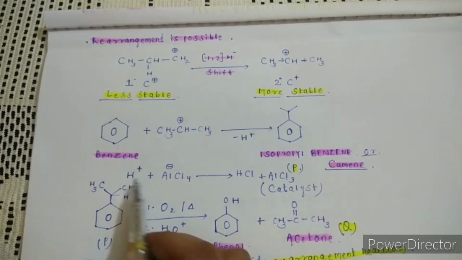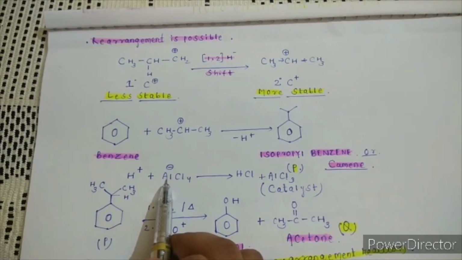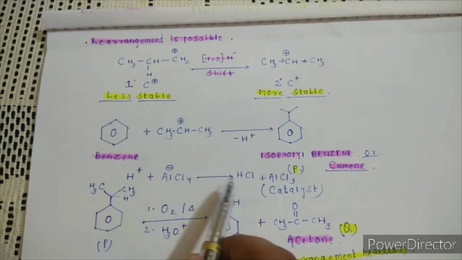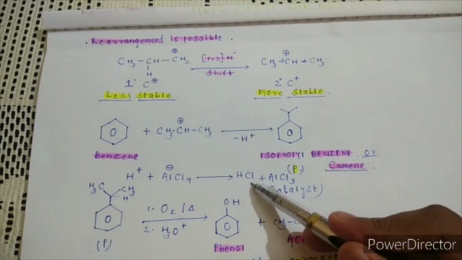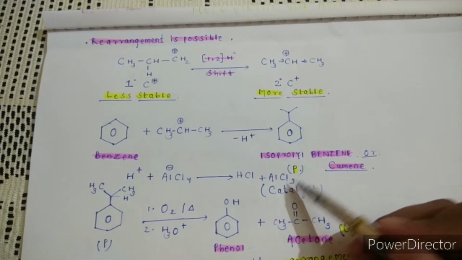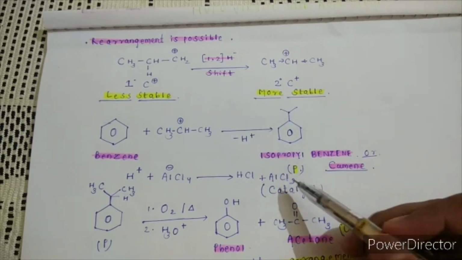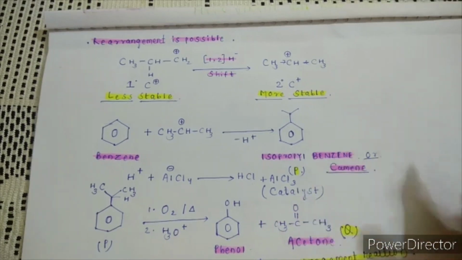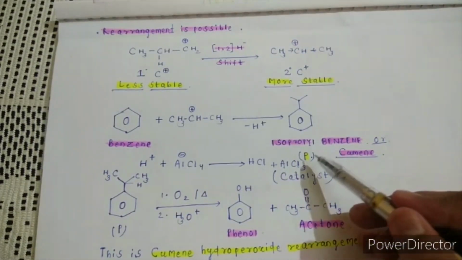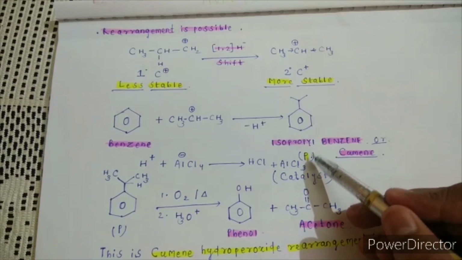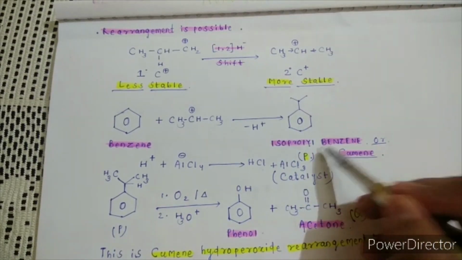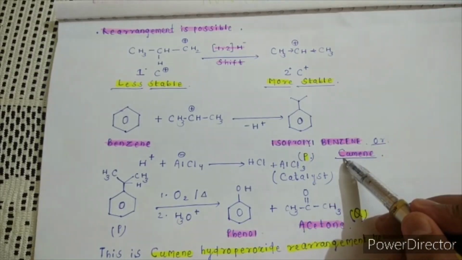Now that H plus will react with AlCl4 minus, which has been formed in the above step, and hence it will form HCl and AlCl3. Here the role of AlCl3 is what? As a catalyst. So the catalyst comes out again here. Now look, this is P. In the question it is given, what is P? So the answer of P will be isopropyl benzene, and the compound is also called cumene. Cumene it is called.